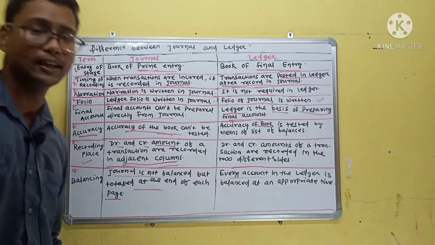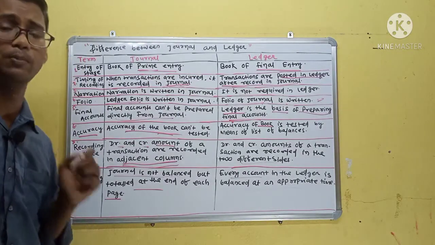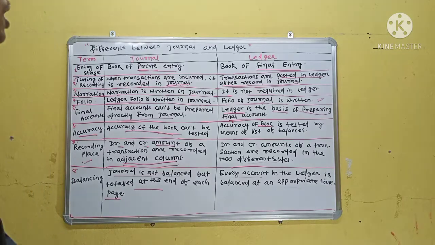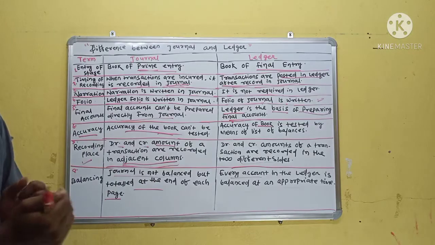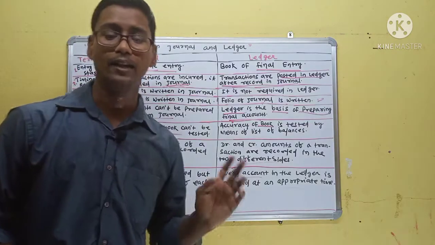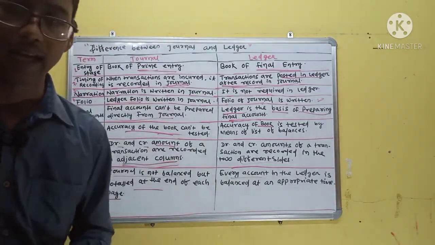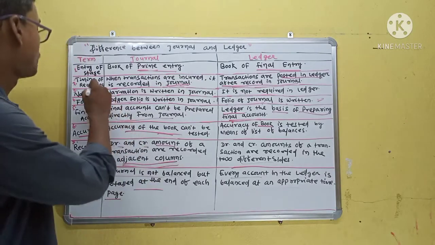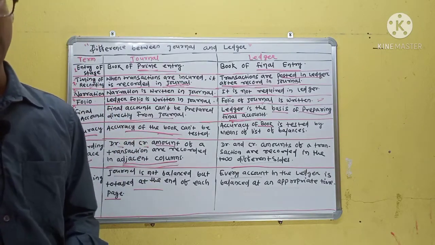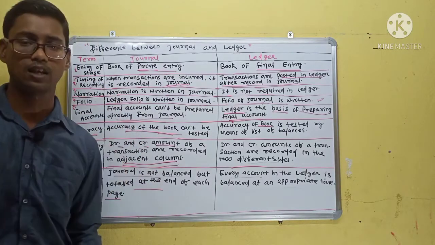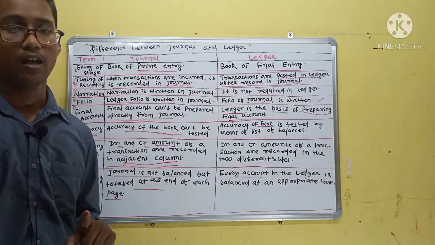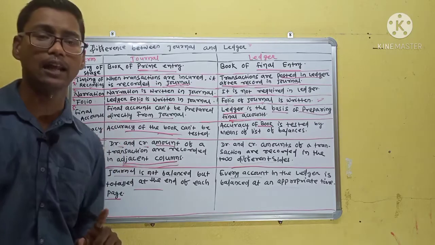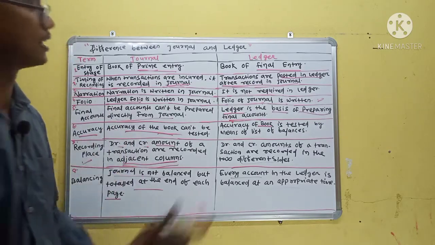Thus, overall, these are the differences between journal and ledger. First, entry stage: journal is a book of prime entry and ledger is a book of final entry. And the second term is timing of recording. When any transaction is incurred, at first it is recorded in the journal. After being recorded in the journal, the transaction is posted in the ledger.